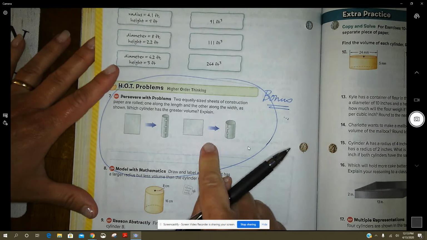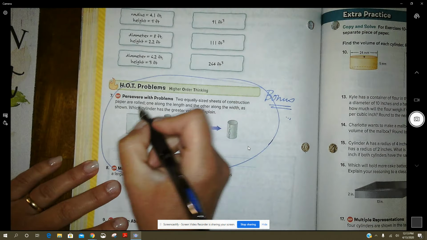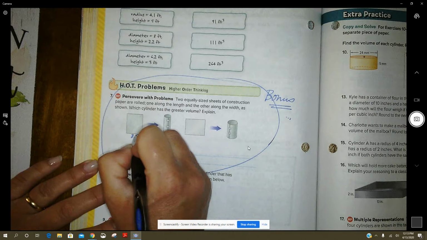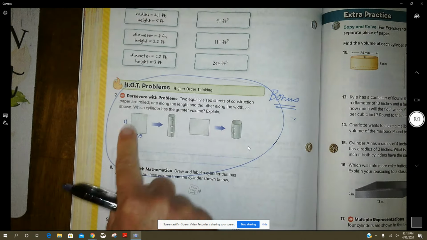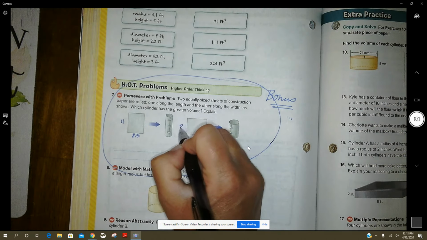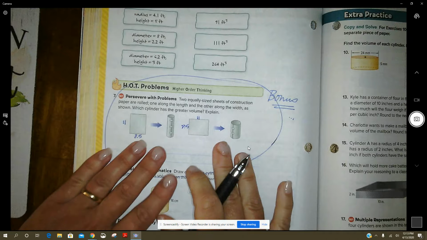Okay, we have 2 equally sized sheets of construction paper. We're just going to call this a regular old sheet of paper. And so it's an 8.5 by 11. So I want you to use those dimensions. Okay, 8.5 by 11, and see what you get. Again, this one is bonus.